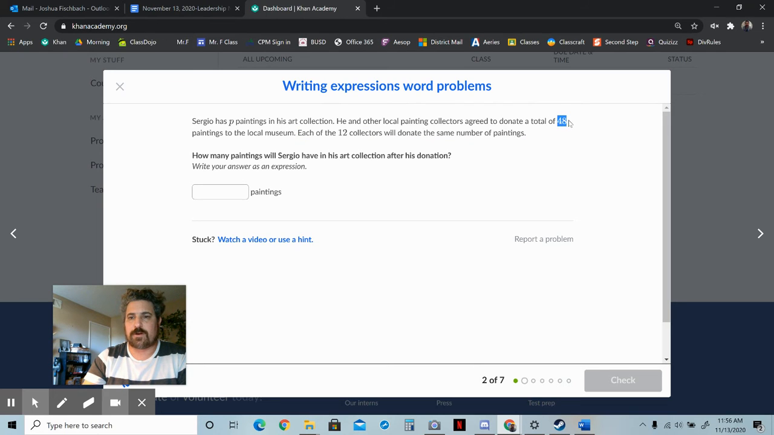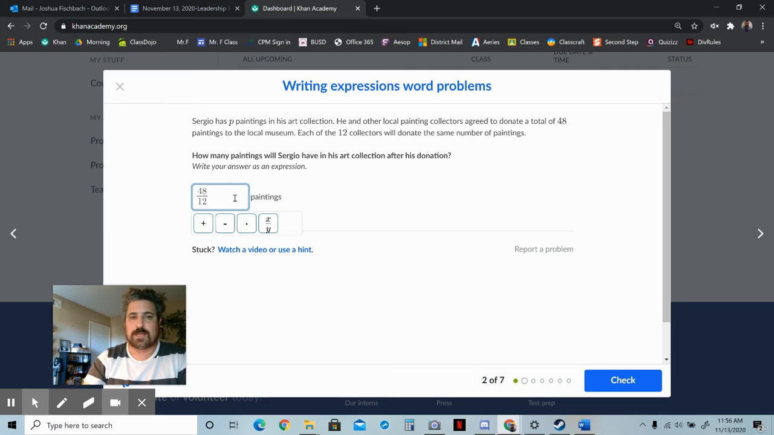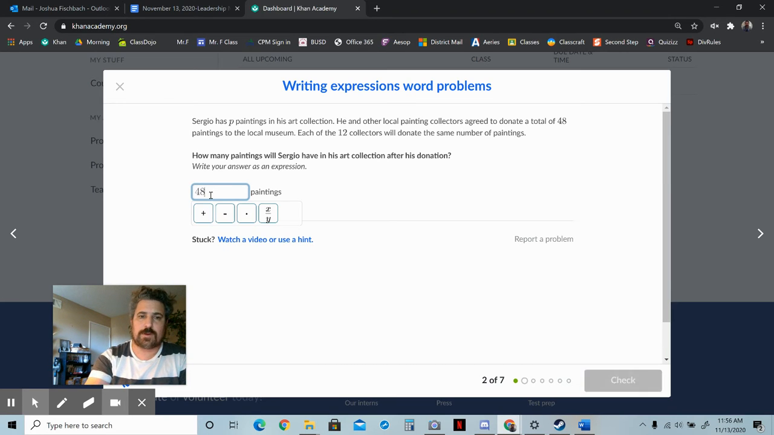So that means that the 48 paintings that are going to be donated are going to be split amongst these 12 people who are going to be donating the same amount of paintings each, including Sergio. So that means 48 divided by 12 is the number of paintings that are going to be donated per person, right? Which is 4, right? So we know that every collector is going to give 4 paintings.